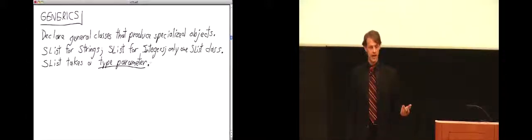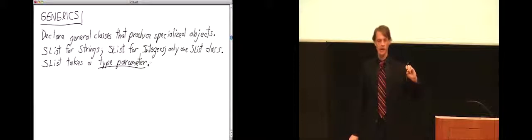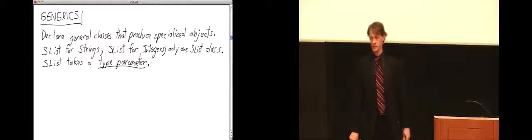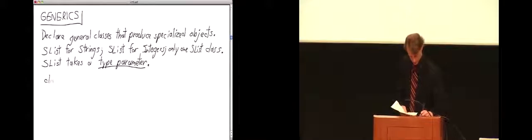A type parameter is kind of like a parameter that you pass to a method, but you're passing in a type. So I define a class that has a type parameter, and then later when I want to construct an object of that class, I pass in the specific type of thing I want those lists to store. So here I'm going to write you an S-list method that can store any type you want.